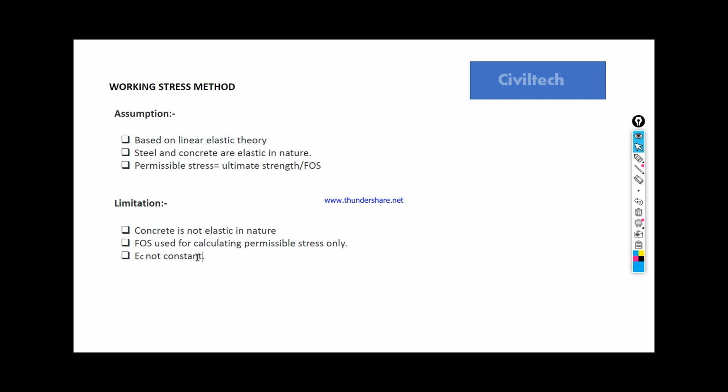So these are the limitations of working stress method, and we have also seen the assumptions in working stress method. So here I am finishing the working stress method. Next we will start the ultimate load method.